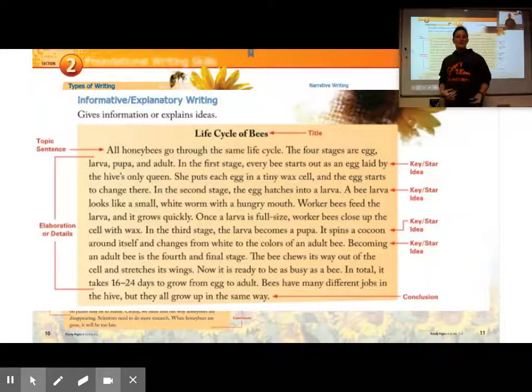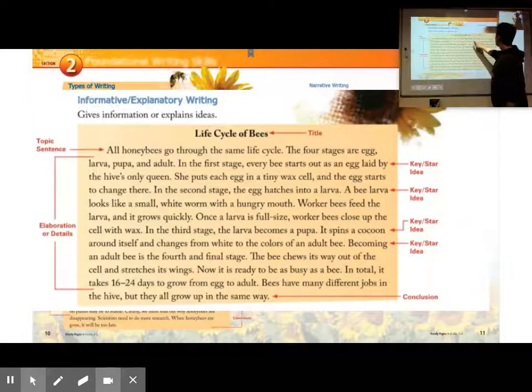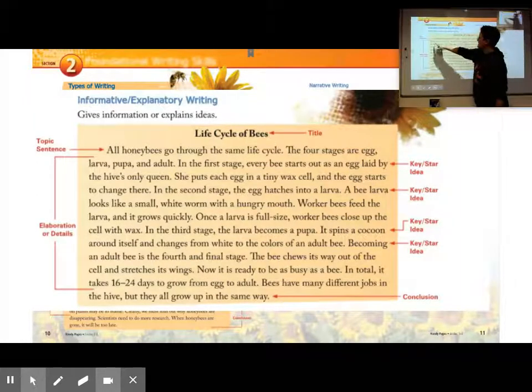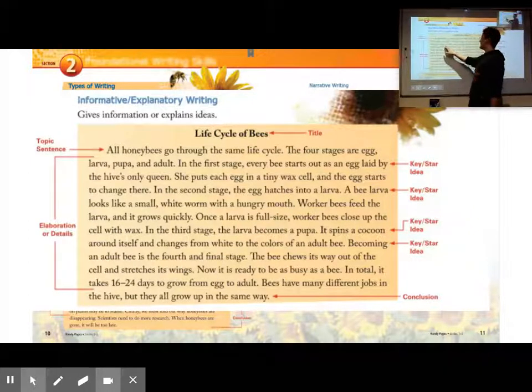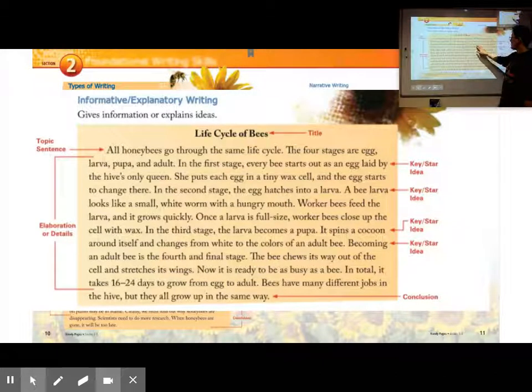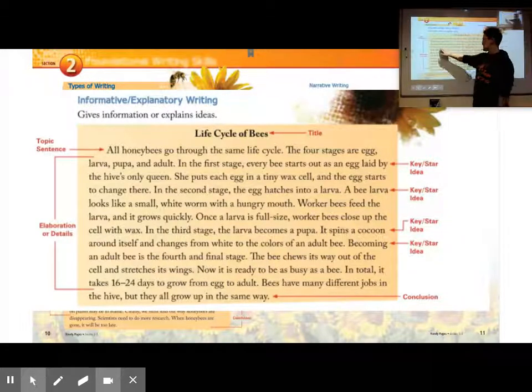This tells me that I'm going to be learning about honeybees and probably their life cycle. Let's read to find out. The 4 stages are egg, larva, pupa, and adult. That sounds like a life cycle to me, the 4 stages of their life cycle. In the first stage, every bee starts out as an egg laid by the hive's only queen. She puts each egg in a tiny wax cell, and the egg starts to change there.